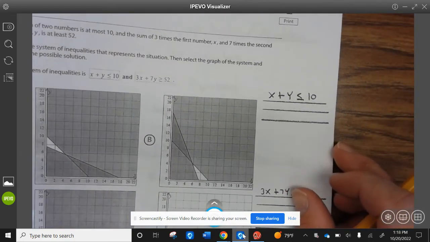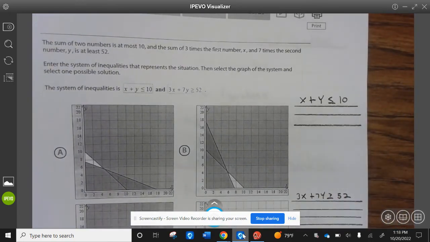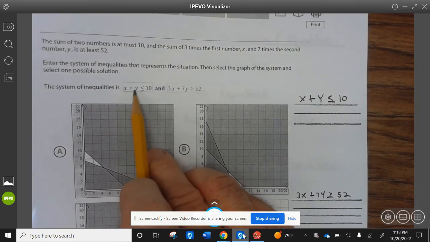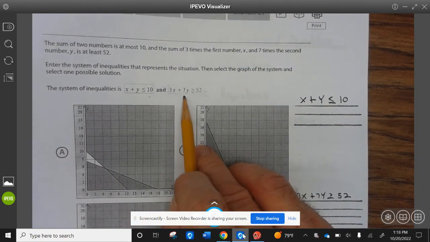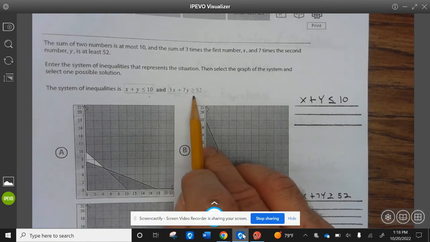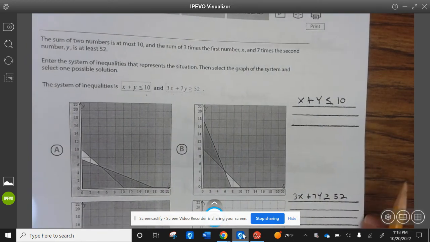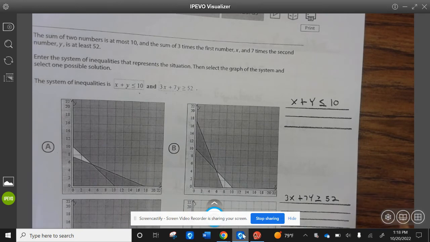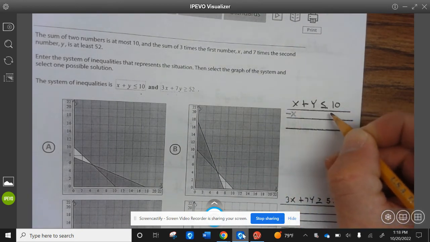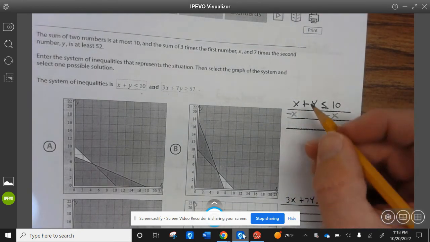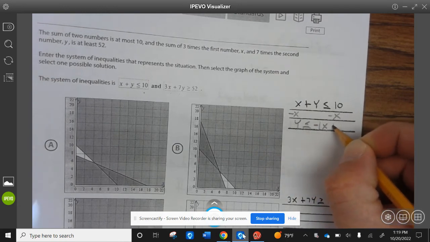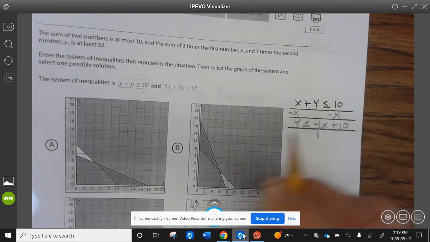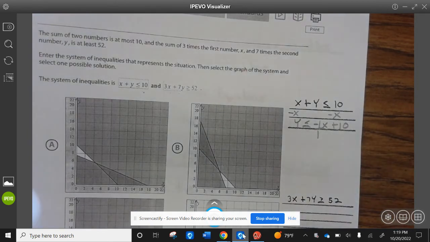All right, last example. The sum of two numbers is at most 10, so x plus y less than or equal to 10, and the sum of 3 times the first number plus 7 times the second number is at least 52. Okay, so now we're going to solve and graph. So we're going to subtract x from both sides. So you get y less than or equal to negative 1x plus 10. Divide that by 1. We're going to graph this in yellow.